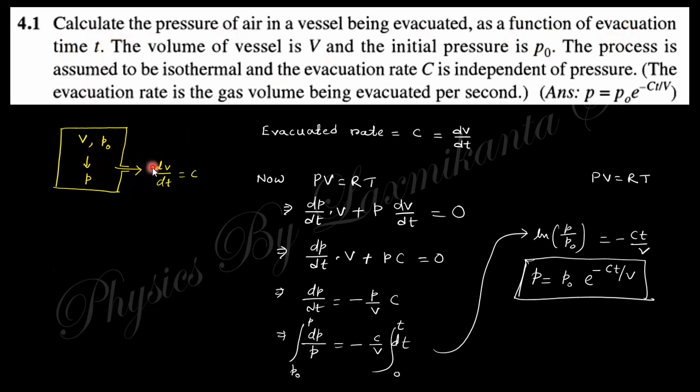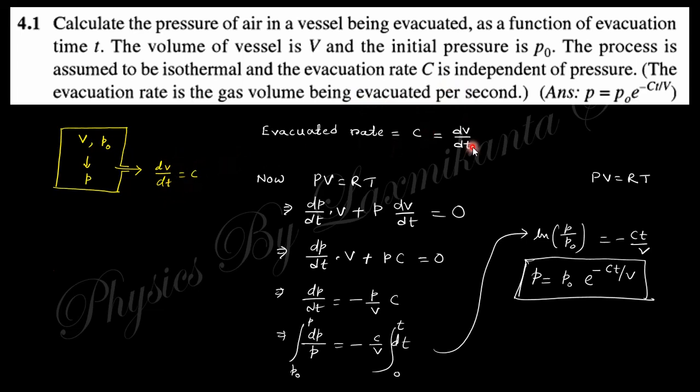So the pressure is a function of time. The volume of the vessel is V and the initial pressure is P naught. The process is assumed to be isothermal. The evacuation rate C is independent of pressure. The evacuation rate is nothing but the volume being evacuated per second, so C is nothing but dV/dt.